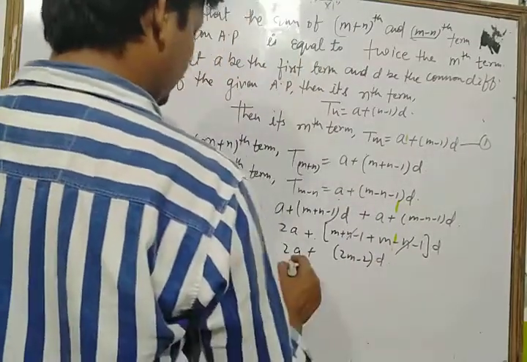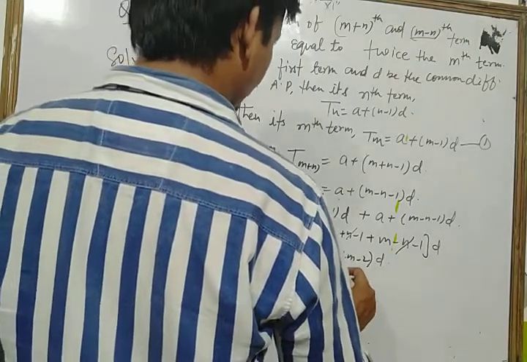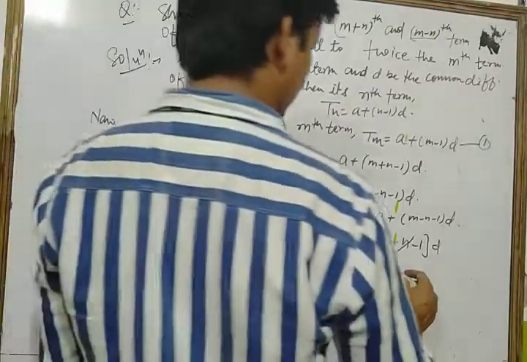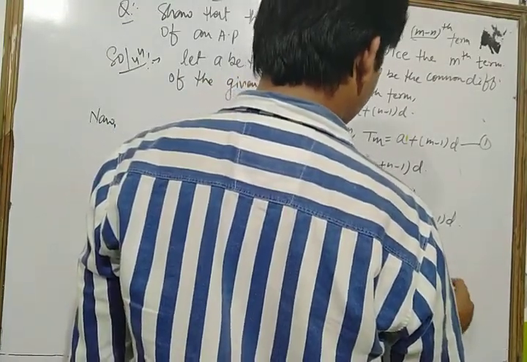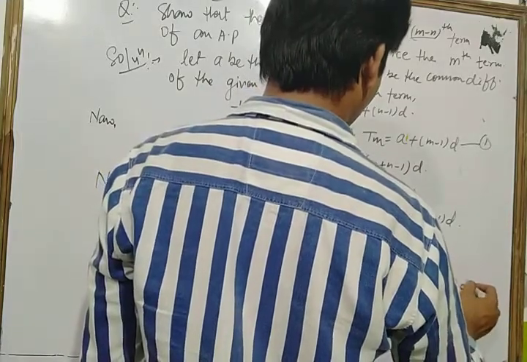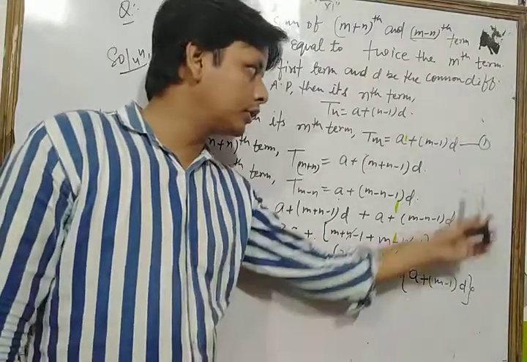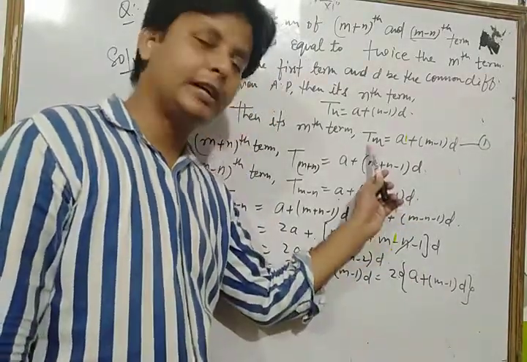Now dear student, we have 2a plus 2 common, so we get m minus 1 into d. Now 2 is common in both the terms, so we have 2 times a plus m minus 1 into d. Now dear students, let's see from equation 1, this is the value of the mth term.